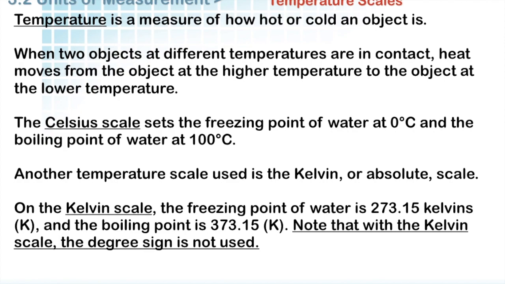You don't have to worry about the Fahrenheit and what's this and what's that. Fahrenheit is crazy. We're not even going to go into that. Another temperature scale that we use is called Kelvin, or the absolute scale. The Kelvin scale has the freezing point of water at 273.15 kelvins, and the boiling point is at 373.15 kelvins.